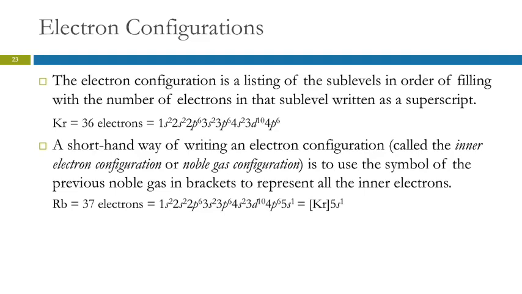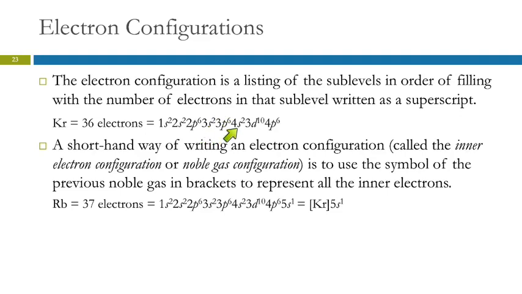So as an example, krypton has 36 electrons. This is its electron configuration. So the first level, there's the S sublevel, and there's 2 electrons in there. The second level, S sublevel, has 2 electrons. The second level, the P sublevel, has 6 electrons. On the third floor of the hotel, the S room has 2 people in it. The P room has 6 people in it.